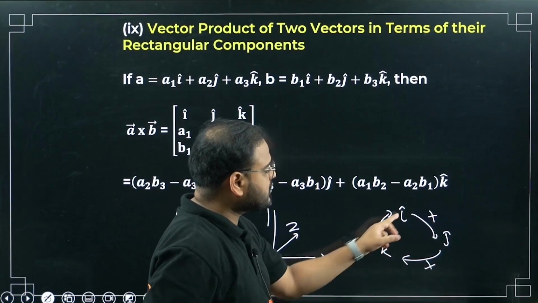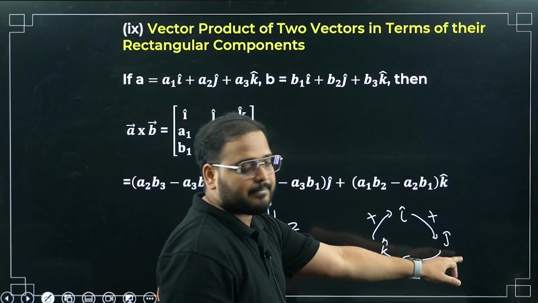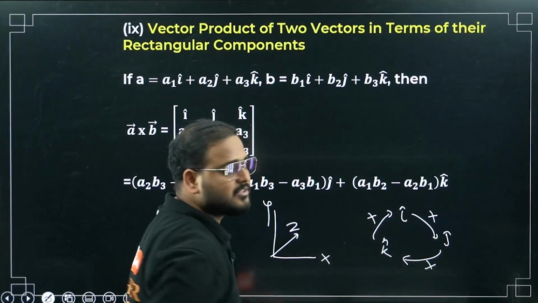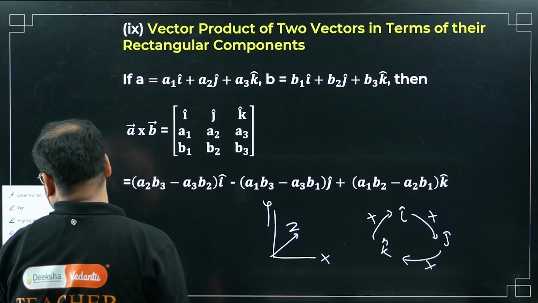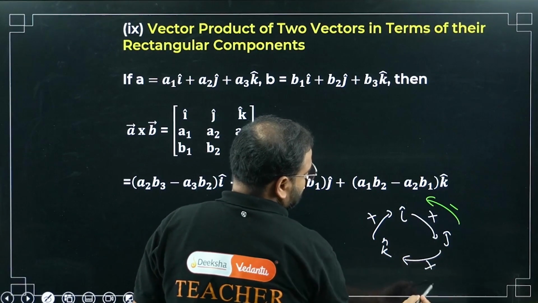Same way, if I take k cross i, I'll get the result as j cap. Please check. k cross i will be j cap. Now if you reverse the direction, you're going to get what? Minus signs all the time.